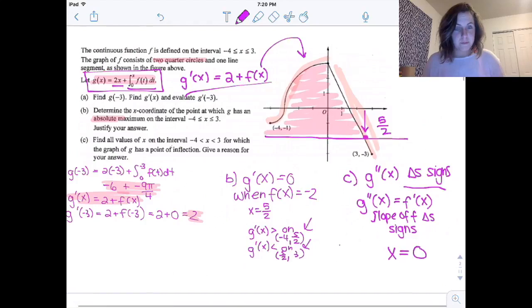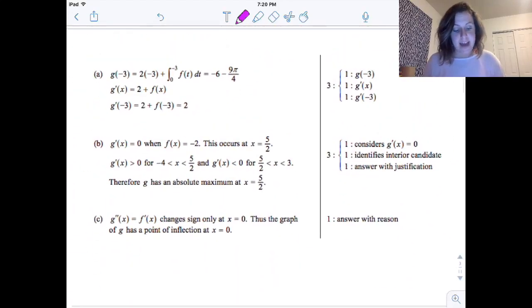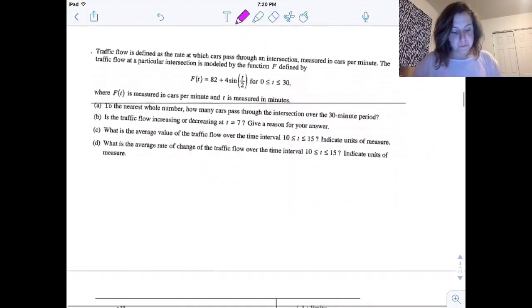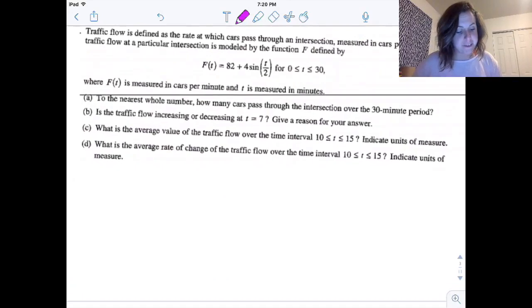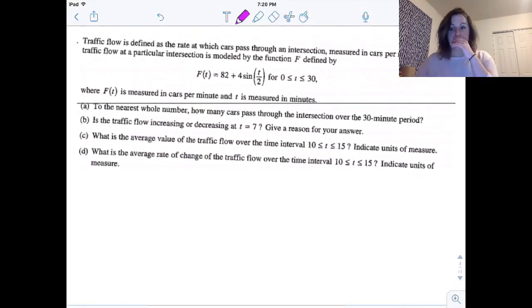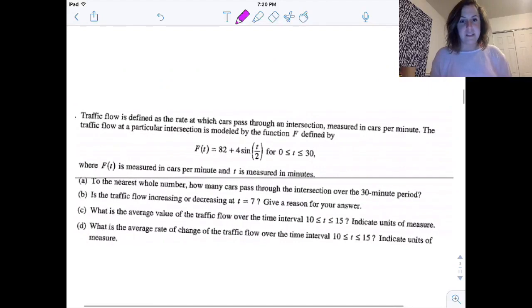Okay, let's look at, this was the answer key to that. There's your solutions. That was 7 out of 9 points on an AP. All right, this next one is about traffic flow. We're not going to do all parts of this, but we're going to do at least A through C, talking about the traffic flow at a particular intersection. So find this in your notes if you need to.